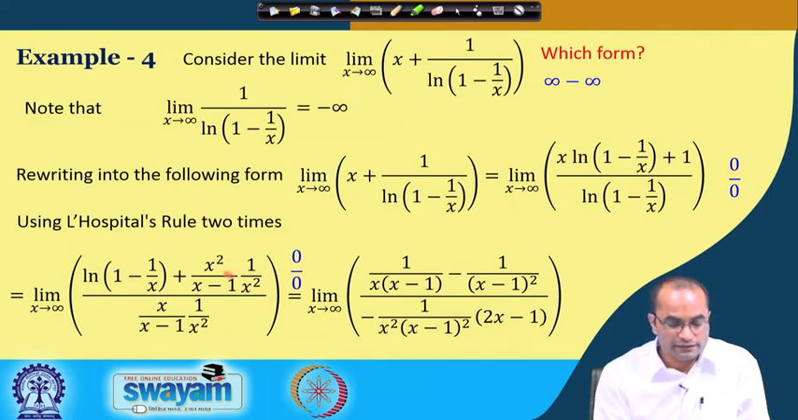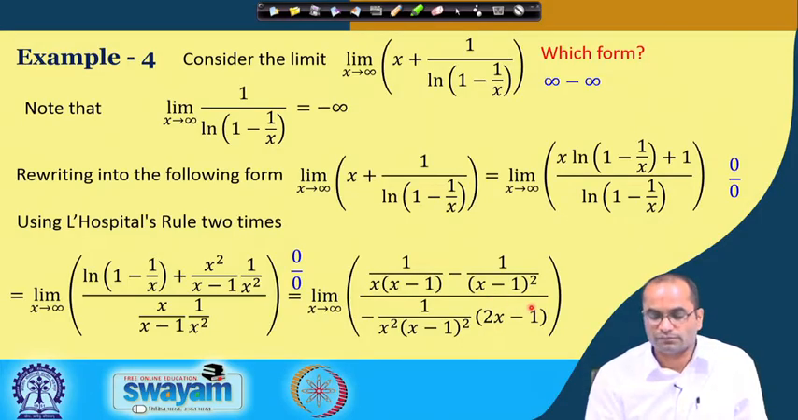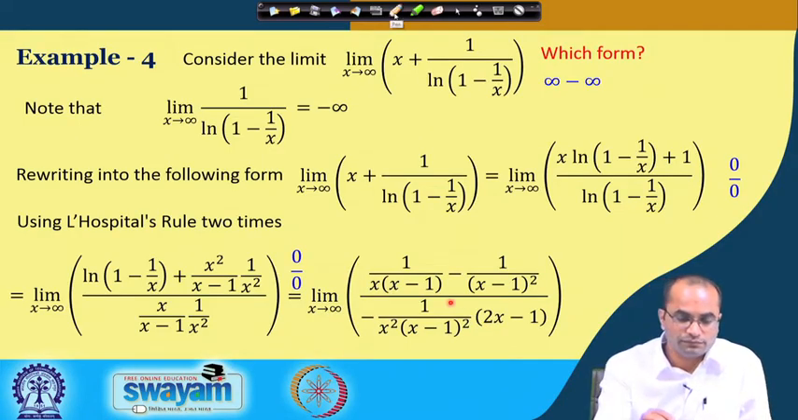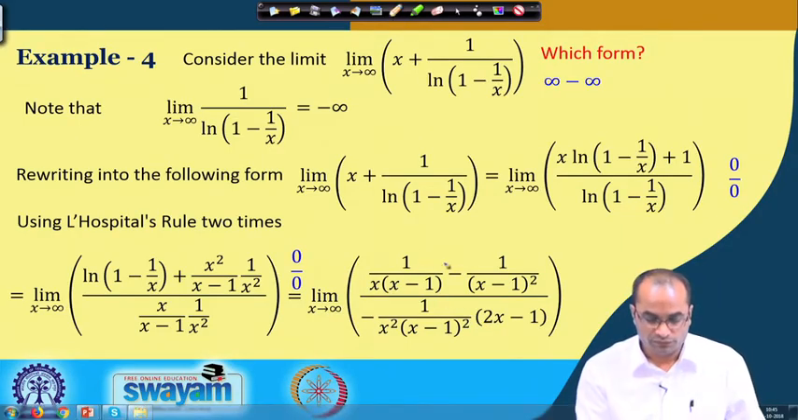So, the derivative of this term, which is 1 over x minus 1, will become minus 1 over (x minus 1) whole square. Here we have 1 over x into (x minus 1). So, the derivative will be minus (2x minus 1) over x square (x minus 1) whole square, and the derivative of this x into (x minus 1) will be 2x minus 1. Now again we need to simplify this term a little bit.